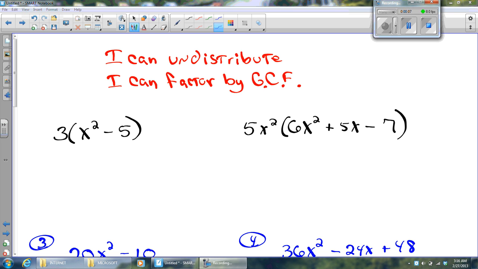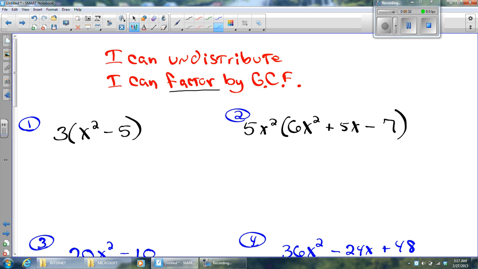And today, after today's video, you're going to be able to say, "I can undistribute," or "I can factor by the GCF." Now, before we get to really do this, by the way, if you're wondering, we learned the little F word. The big F word is factor. Yeah, factor is the big F word. All right.